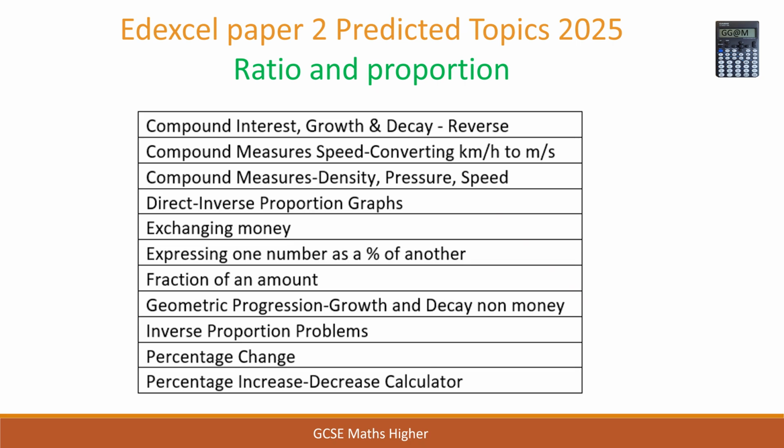Now this is what you've been waiting for, the predicted topics for 2025 on your GCSE Higher Edexcel Paper 2 Maths exam. So these are the topics for ratio and proportion. You can see all the topics are written down here and you can have a look through and see which ones you can do out of these and which ones you need a little bit of help with.